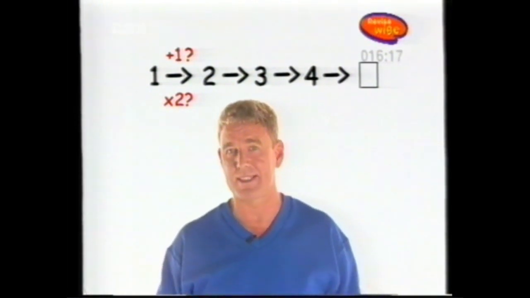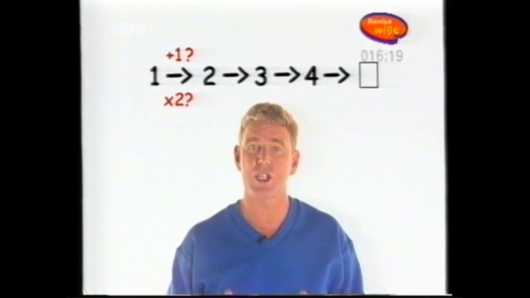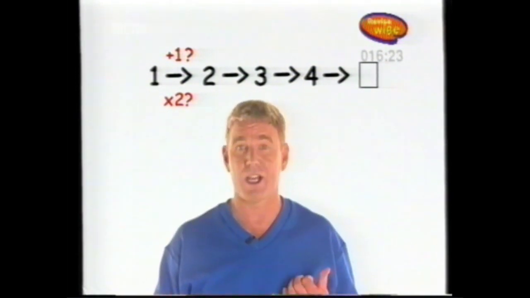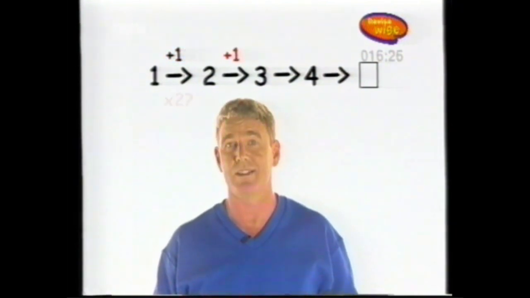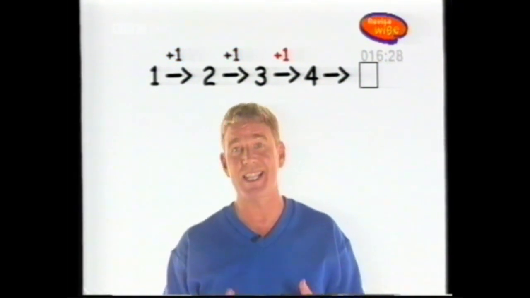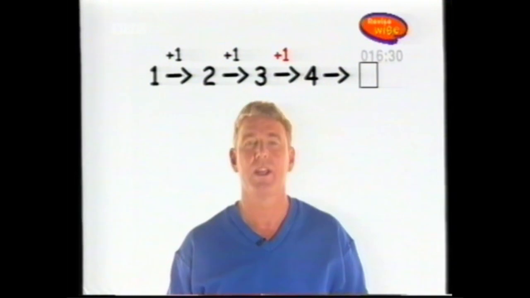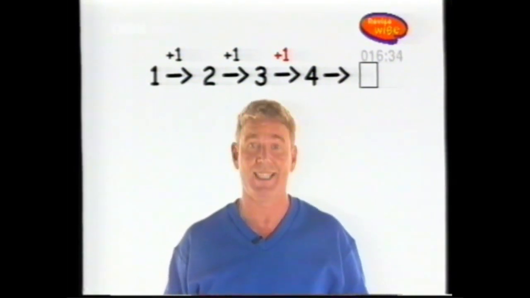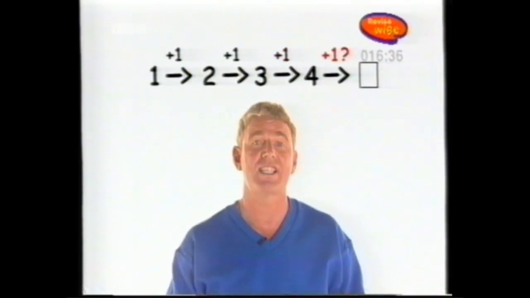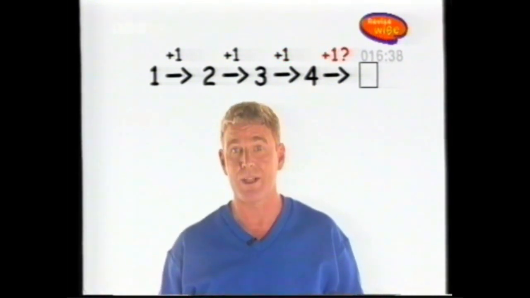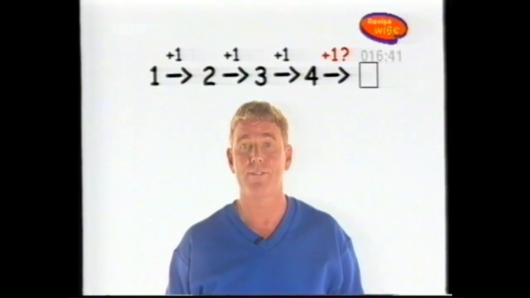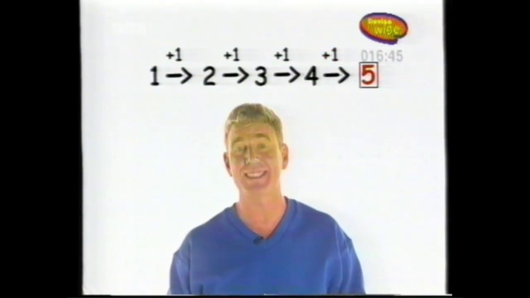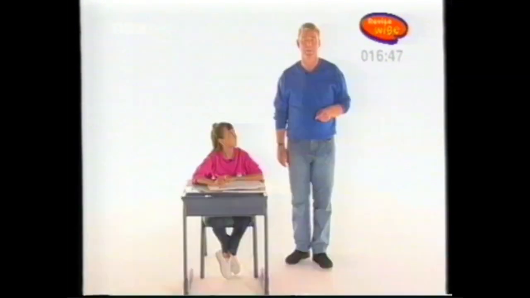Look at the next step in the sequence. What do you do to 2 to get 3? Well, it isn't multiply by 2, it's add 1 again. And so it is for the next step from 3 to 4. So we've cracked the code. Now we're sure about our rule, it's add 1, we can apply it to the last number, the 4, to get the missing number. 4 add 1 is 5. So the missing number is 5.